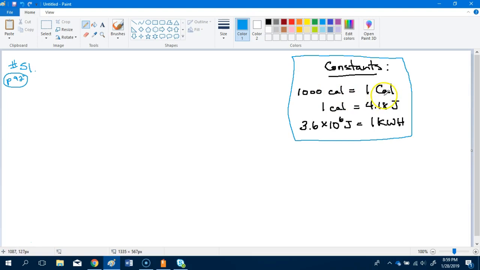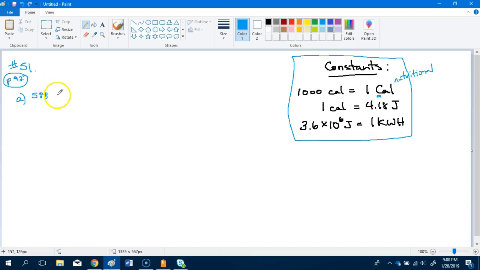And the difference between the units is just this large C is the nutritional calorie. Basically, a nutritional calorie is equivalent to 1 kilocalorie, 1,000 calories. The next constant is 1 calorie is equal to 4.18 joules. And then the other one you need to know is 3.6 times 10 to the power of 6 joules equals 1 kilowatt hour.